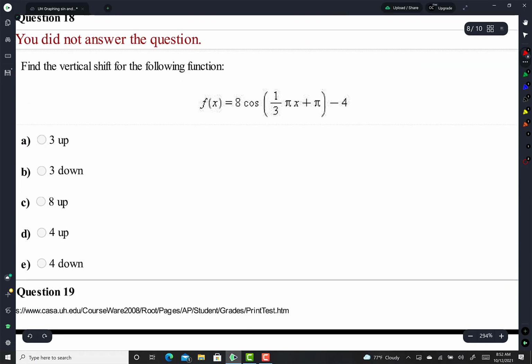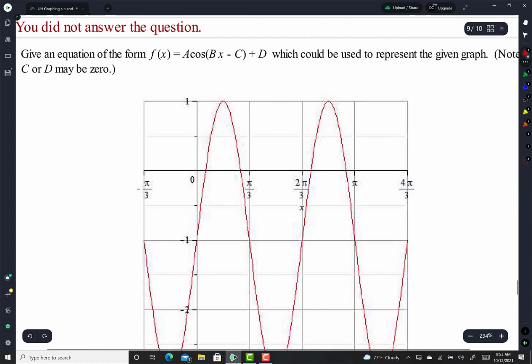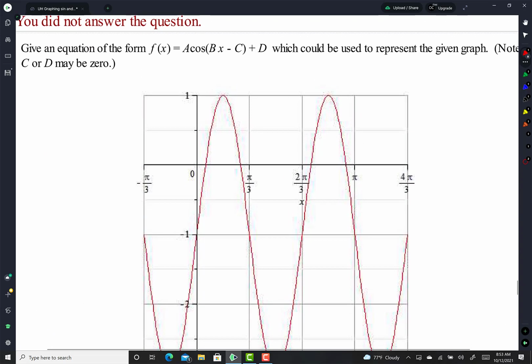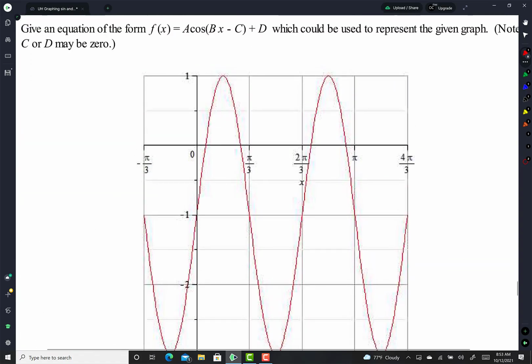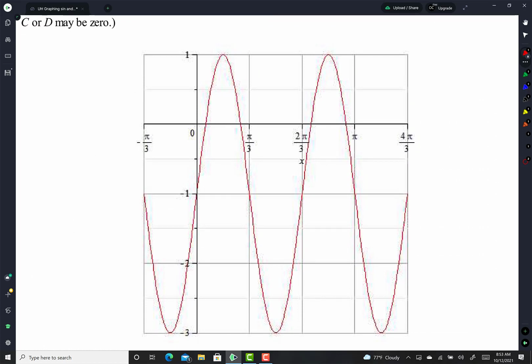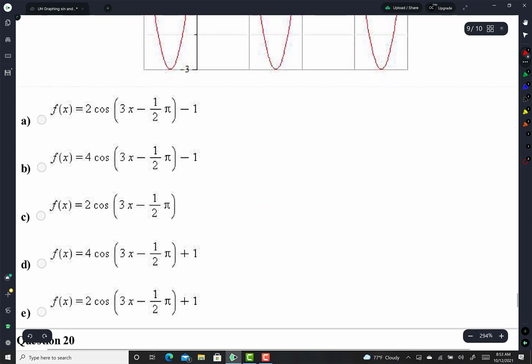All right. Find the vertical shift. There it is. Negative 4, 4 down. Nothing crazy there. What do we got here? Given, okay. It looks like it's going to be hard, guys, but it's really not complicated at all. First and foremost, I would look at the amplitude and your D value, the midline. It looks like negative 1, right? And then the distance between negative 1 and 1 is 2. So I'm going to look for an amplitude of 2 and a negative 1. Maybe out.